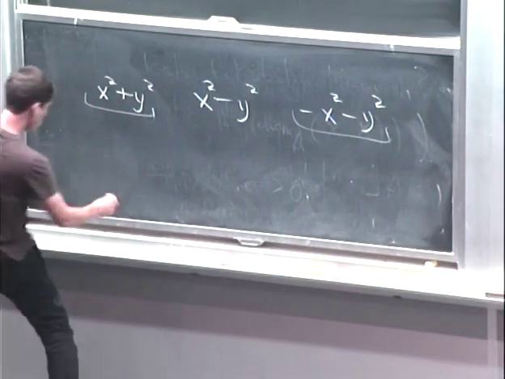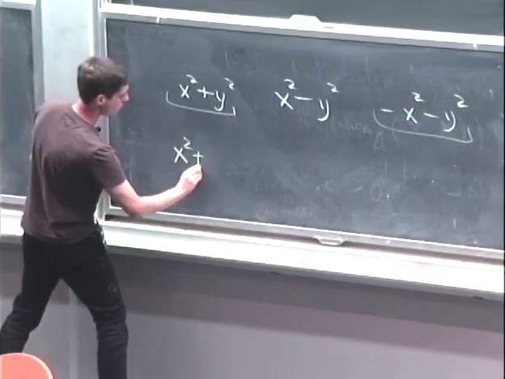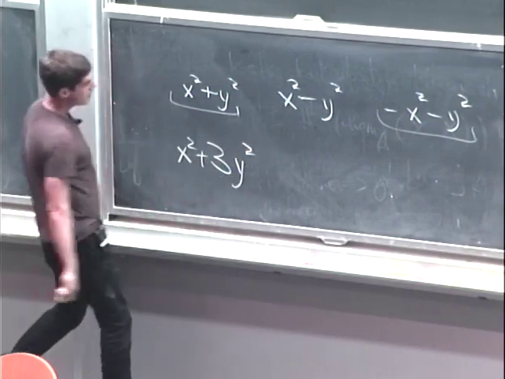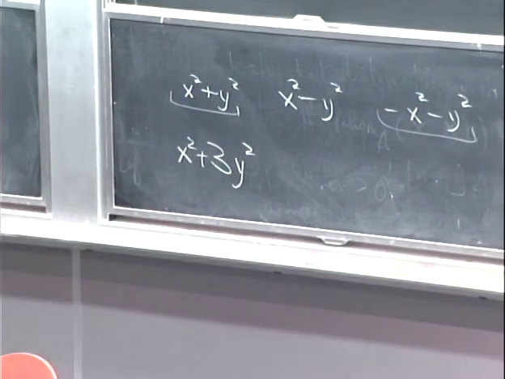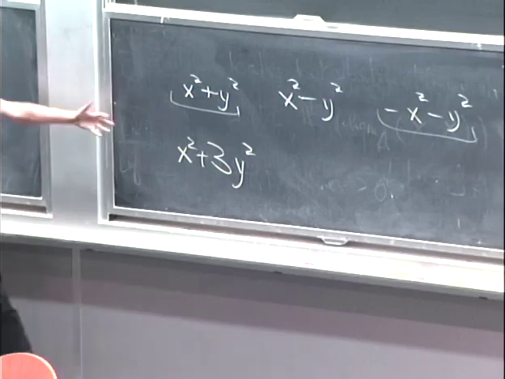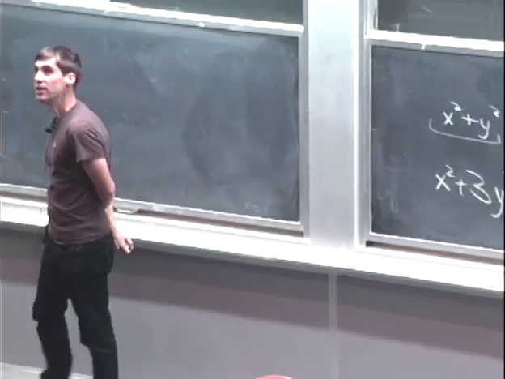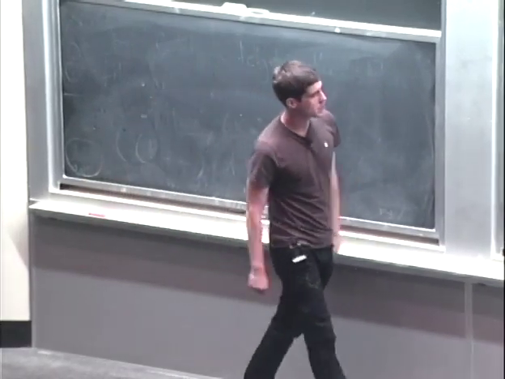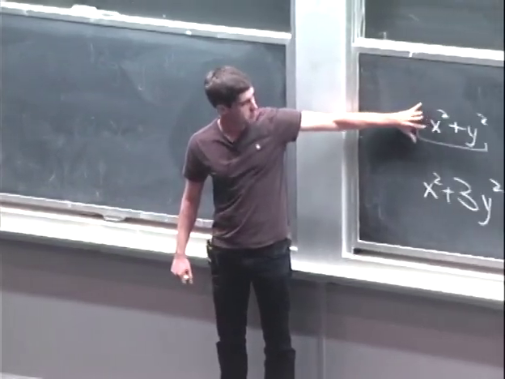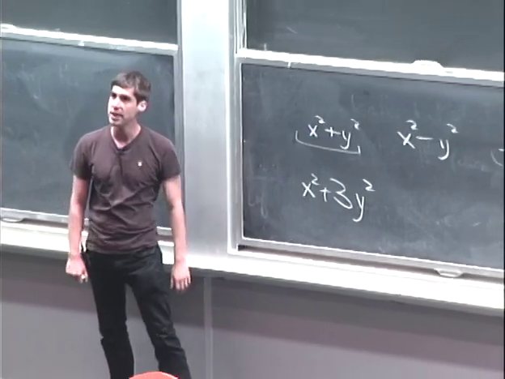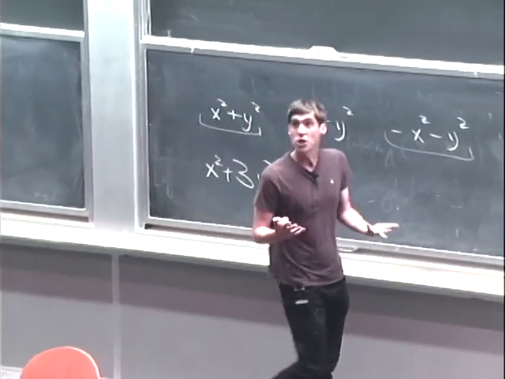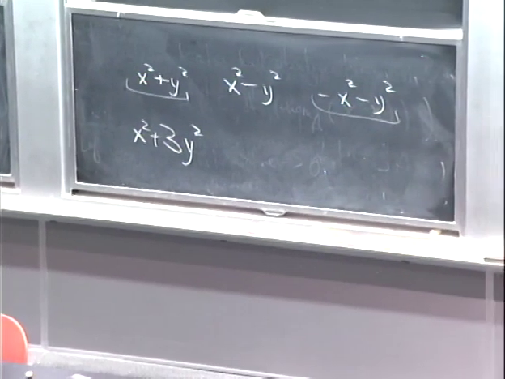Let me add one more example to this. Take x squared plus 3y squared. So here's another quadratic form over the integers. And over the real numbers, these two quadratic forms here are equivalent to one another because I can multiply y by a square root of 3. And that'll change this expression up here to this expression down here. But over the integers, they're still not equivalent.